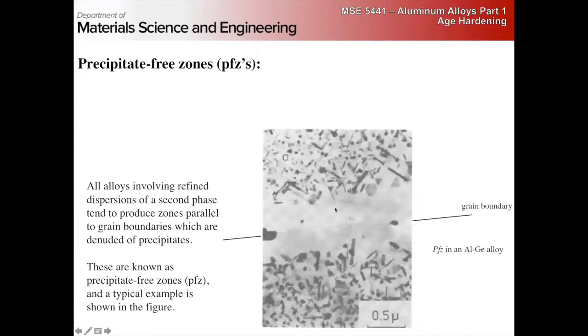Does anyone have any idea of one reason they can form? There are two common reasons why these would form. But being that we were talking about vacancies, what's a vacancy reason why precipitate-free zones would form?